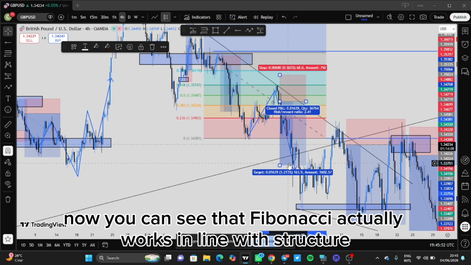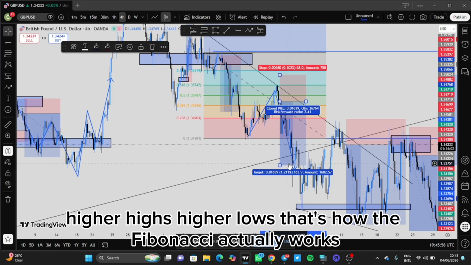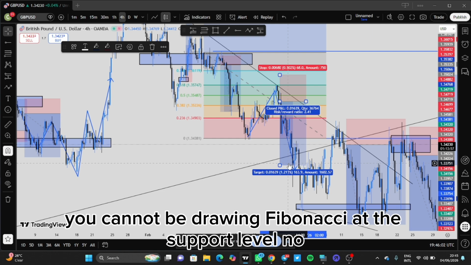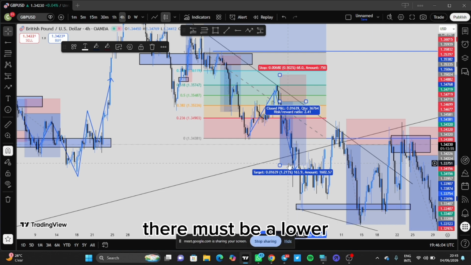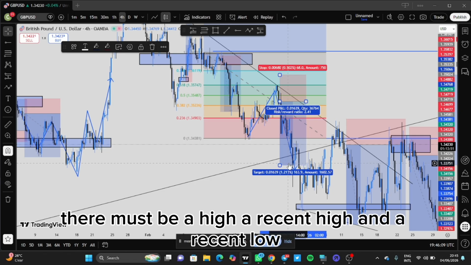downside. Now you can see that Fibonacci actually works in line with structure, in line with lower lows, lower highs, higher lows. That's how the Fibonacci actually works. You cannot be drawing Fibonacci at a support level, no. There must be a lower low and lower high for you to connect to Fibonacci level. There must be a high, a recent high and a recent low.